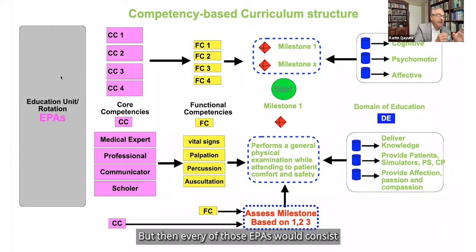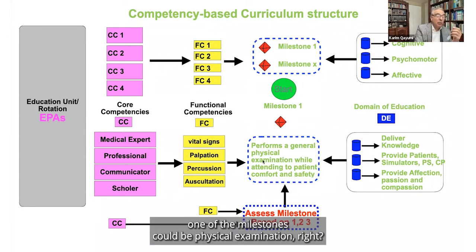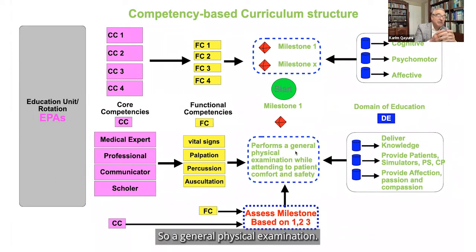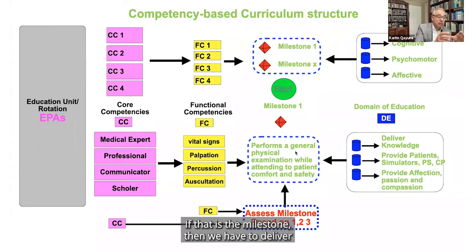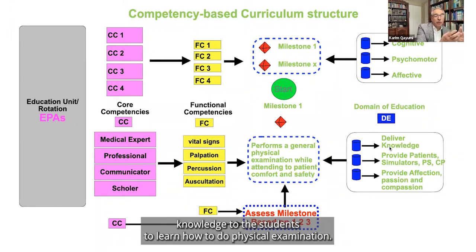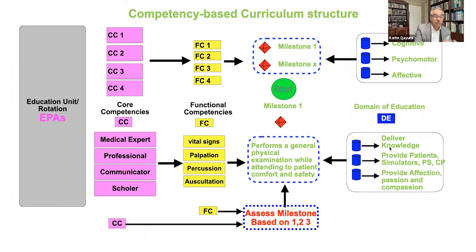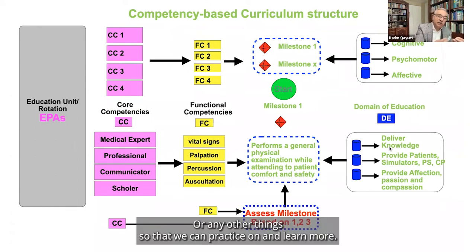But then every one of those EPAs would consist of several milestones, right? So, for example, one of the milestones could be physical examination, right? So general physical examination, if that is the milestone, then we have to deliver knowledge to the students to learn how to do physical examination. We have to provide the environment for them, a patient, a virtual patient, an SP, or any other things, so that they can practice on and learn more.